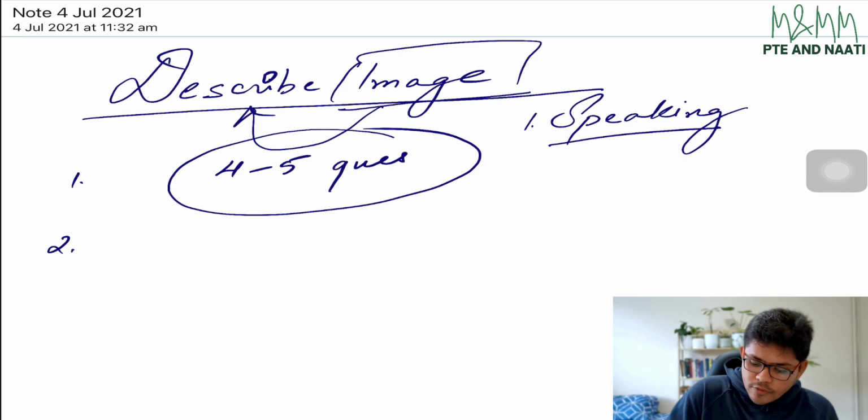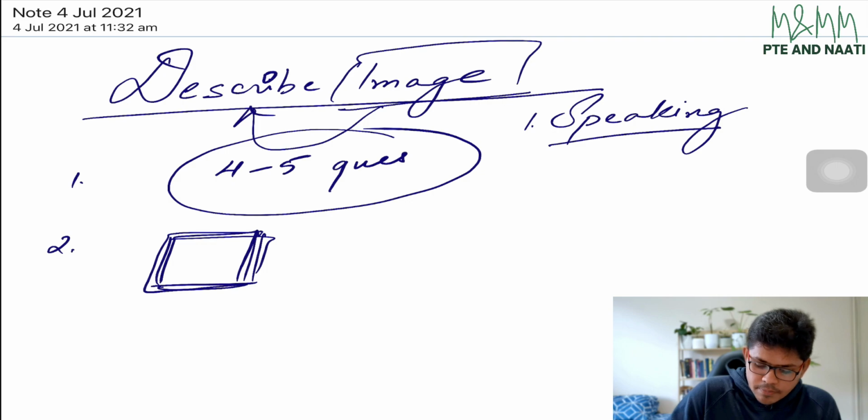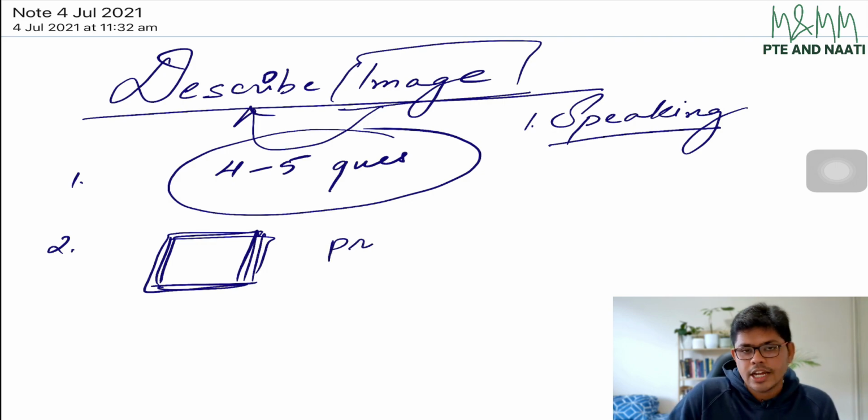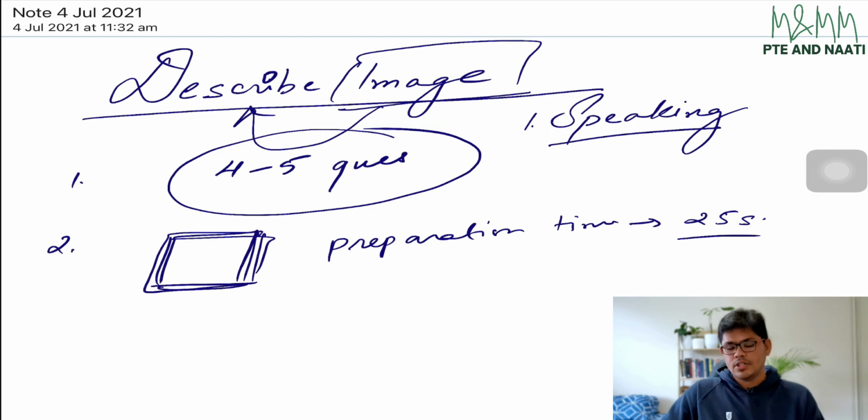Now, 4 to 5 questions of describe image. Next thing that I want to cover is what happens. Let's say this is an image on my computer screen. They will give me one image at a time, one question at a time. The first good thing that will happen is they will give me some preparation time. Preparation time is 25 seconds, which is fixed for all the images. So no matter whatever image you get, the preparation time stays 25 seconds.